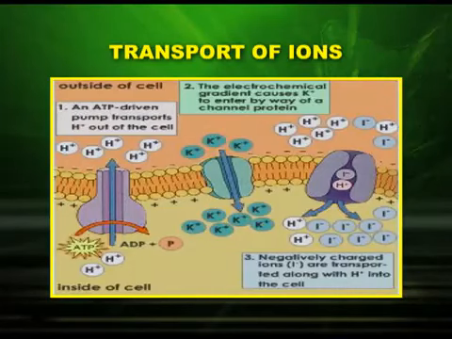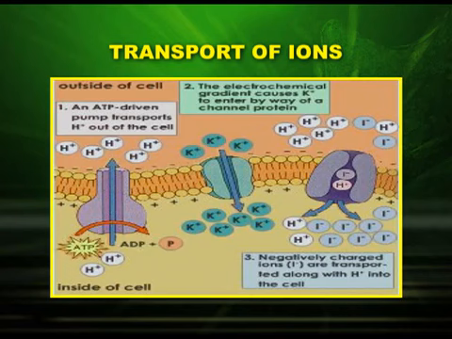In the first step, you can see an ATP-driven pump that transports hydrogen ions out of the cell. In the second, the electrochemical gradient causes potassium ions to enter by way of a channel protein. And the third, negatively charged ions are transported along with hydrogen ions into the cell.